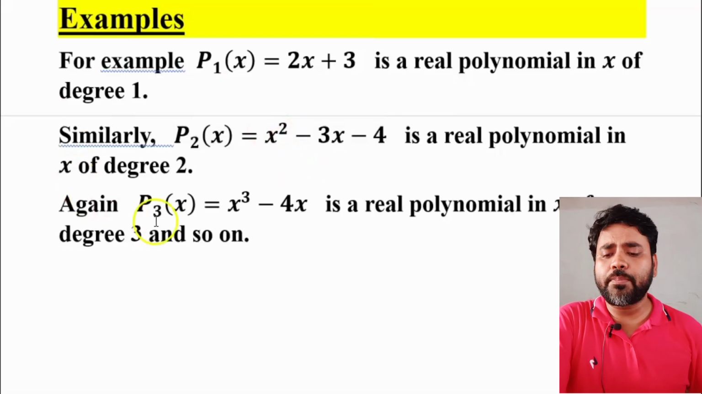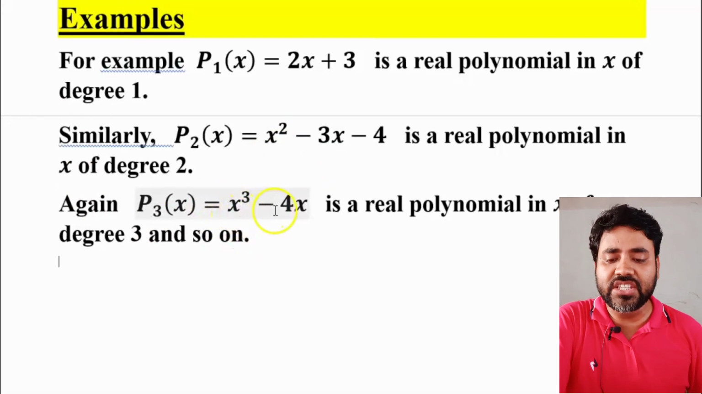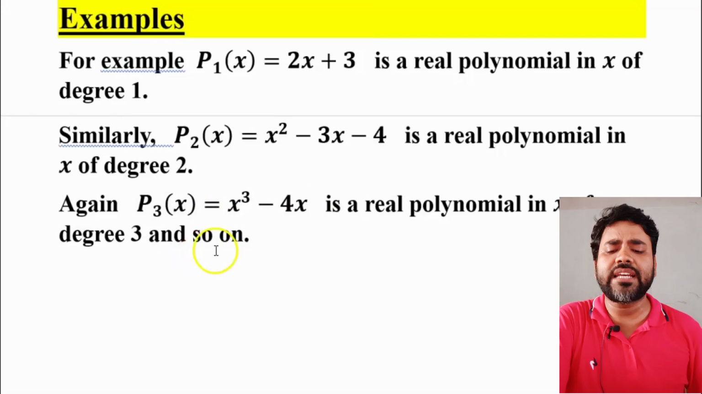We can take another example, P3(x), which is equal to x cube minus 4x. So here the leading coefficient is 1 and the power of the leading term is 3. So we call this a real polynomial of degree 3, and we can take many such examples. Here this will be called a cubic polynomial. When a polynomial is of degree 3, then we call that particular polynomial a cubic polynomial. So this polynomial x cube minus 4x is a cubic polynomial.